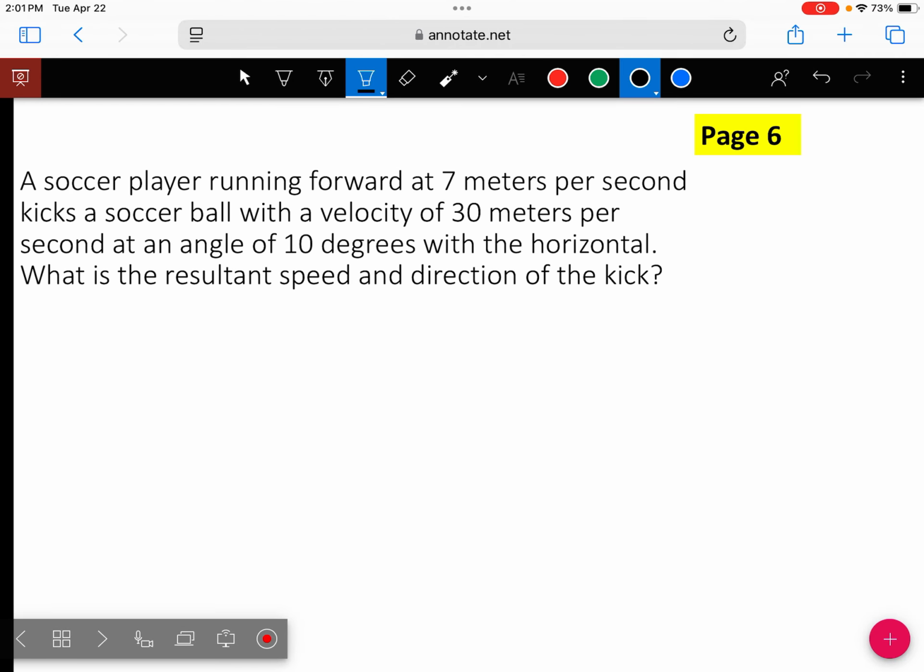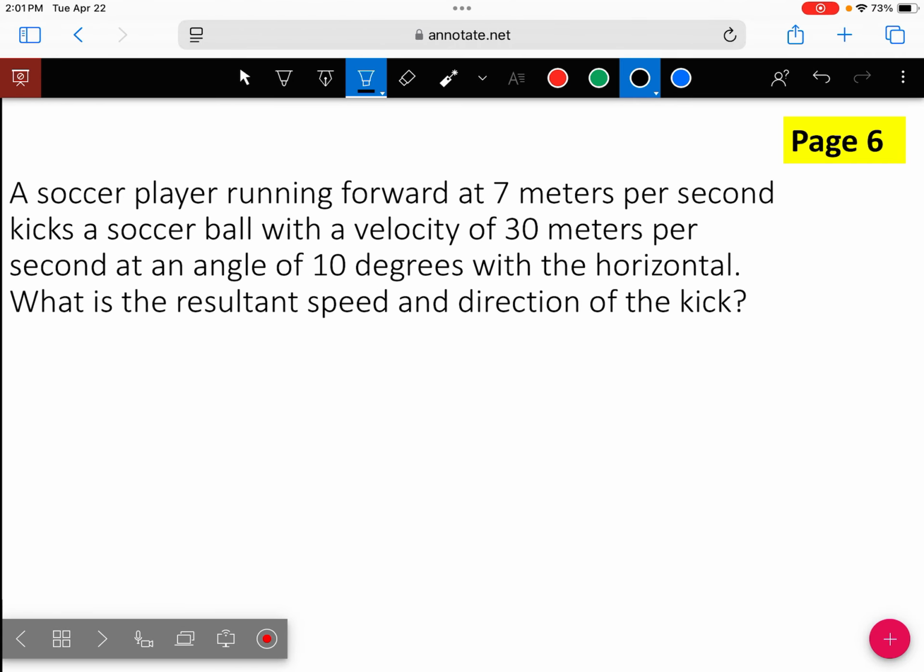So we've got a soccer player running forward at 7 meters per second. The soccer player's 7 meters per second, that is his magnitude.